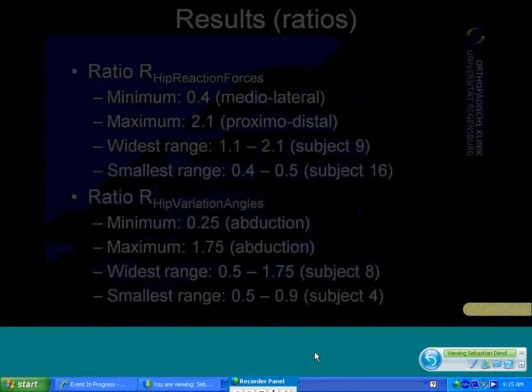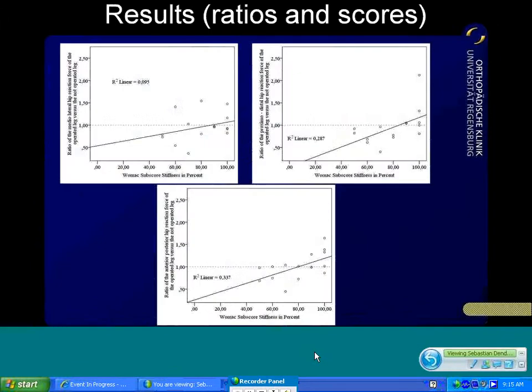So, as I mentioned before, we had a look into the subscores of biomechanical interest. So what do we have here? On the x-axis, you can see in all 3 diagrams the Womack subscore stiffness in percent. On the y-axis, you can see the ratio of the hip reaction forces.